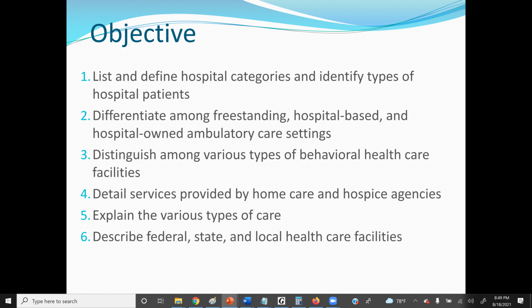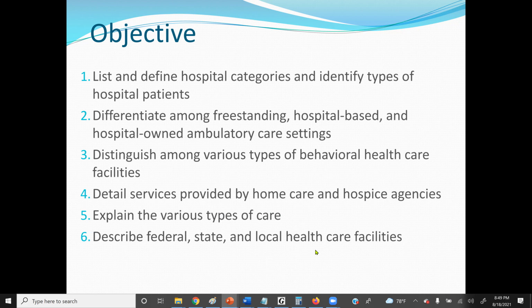Also, detailed services provided by home care and hospice agencies. Also, we're going to explain various types of care and describe federal, state, and local healthcare facilities. So first, we start with the acute care facilities.